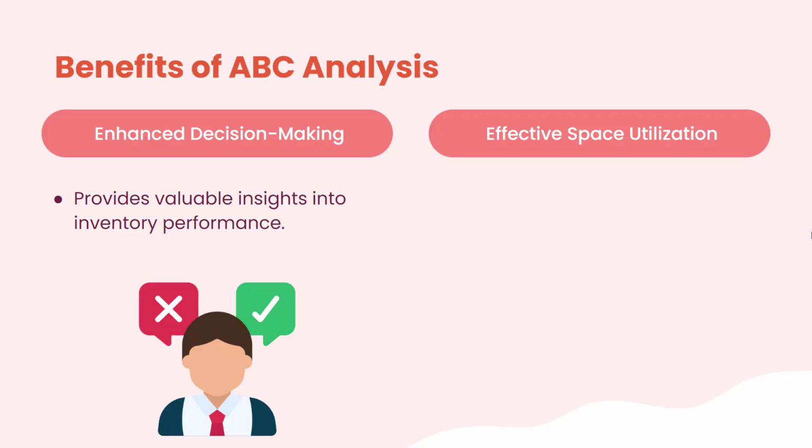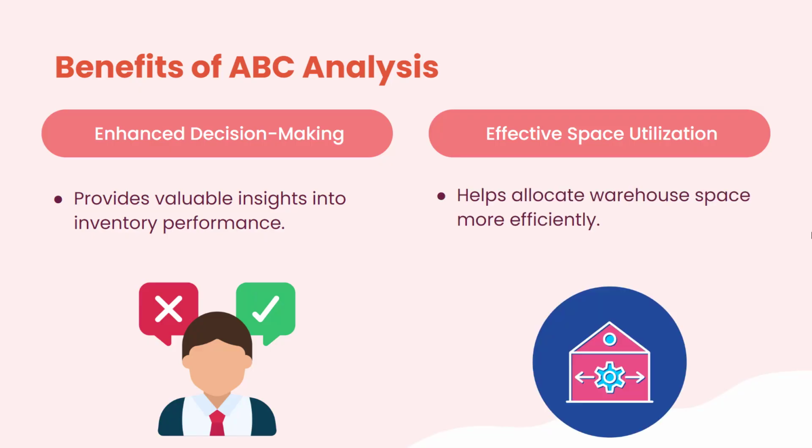And fourth is effective space utilization. This method helps allocate warehouse space more efficiently by prioritizing high value items for prime storage locations.